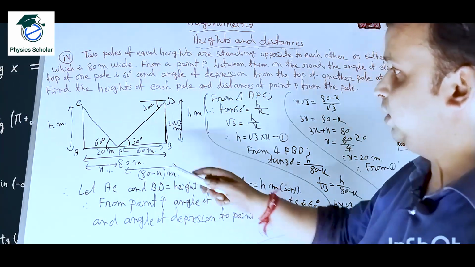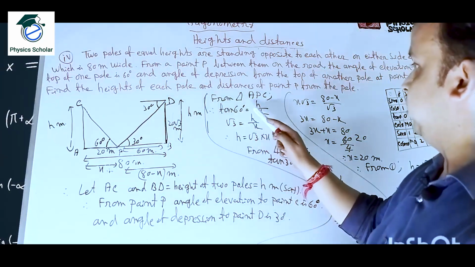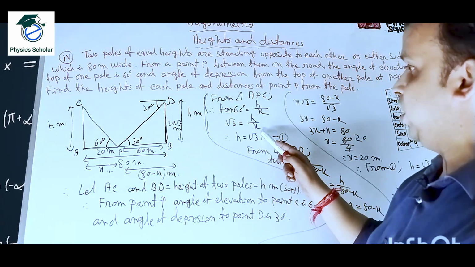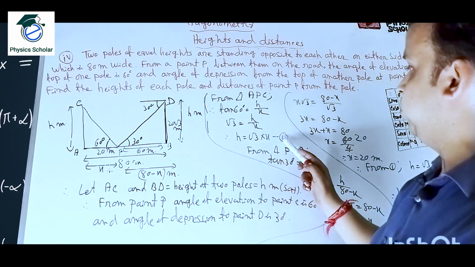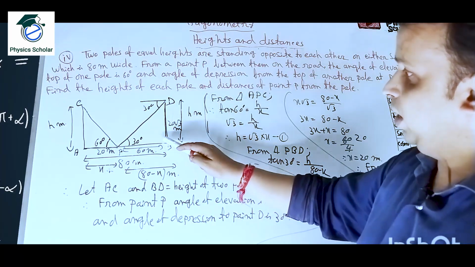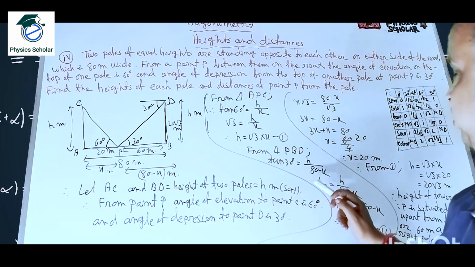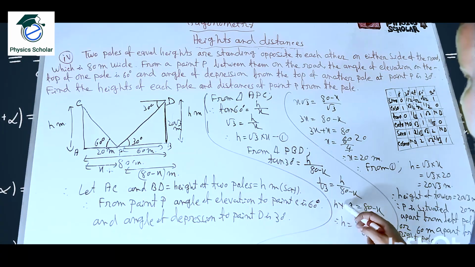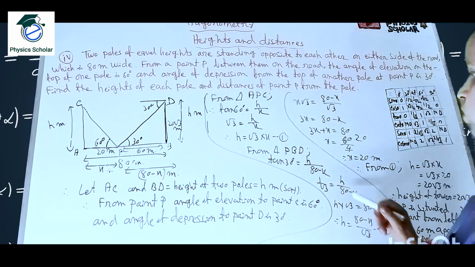Now from this triangle, what do we know? Tan 60 degrees is equal to h by x. So tan 60 degrees is root 3, which is equal to h by x. So h is equal to root 3 into x. Equation number 1. From this triangle, h divided by 80 minus x is equal to tan 30. So 1 by root 3 is equal to h by 80 minus x. So h into root 3 is equal to 80 minus x. So h is equal to 80 minus x by root 3. It is equation number 2.